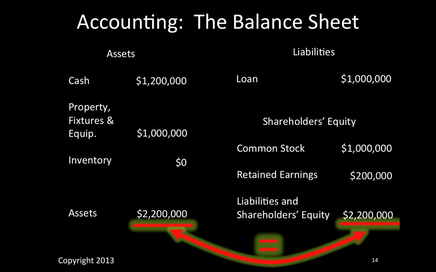Let's consider another transaction. The company decides to reduce its outstanding indebtedness. It pays off half of the $1 million loan. What changes will we make to the balance sheet? The cash account is reduced by $500,000, and the loan account is reduced by an equal amount. Both the total assets and the total liabilities and shareholders' equity are reduced by $500,000.